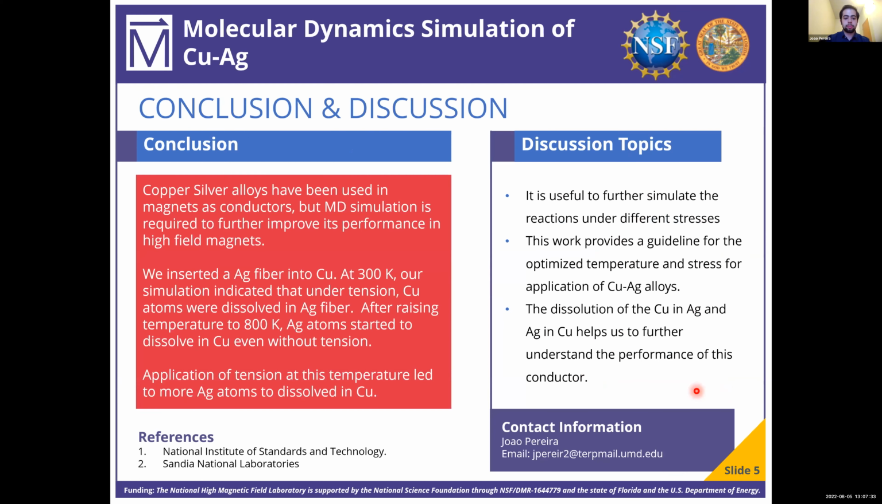The purpose of this was simply to improve the performance of magnets, so we have a better guideline for how these copper-silver alloys react under ideal temperatures and also under different temperatures than they might be exposed to. After raising the temperature to 800 Kelvin, it was useful to note that the silver atoms actually dissolved into copper without tension, and that's the big difference between the two temperatures, which was the main observation of my project.